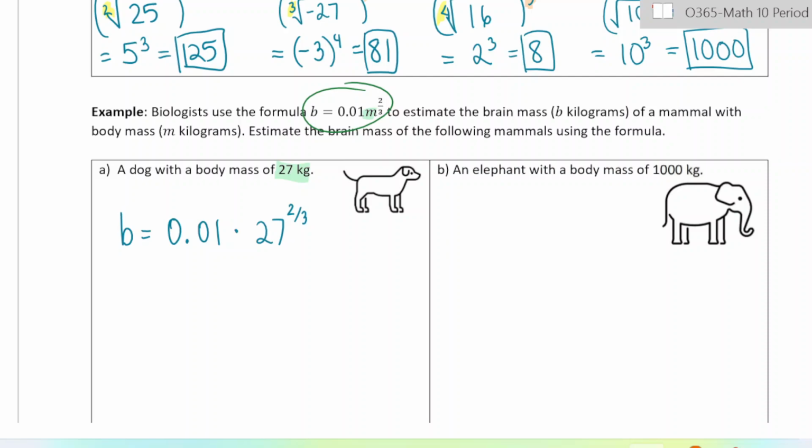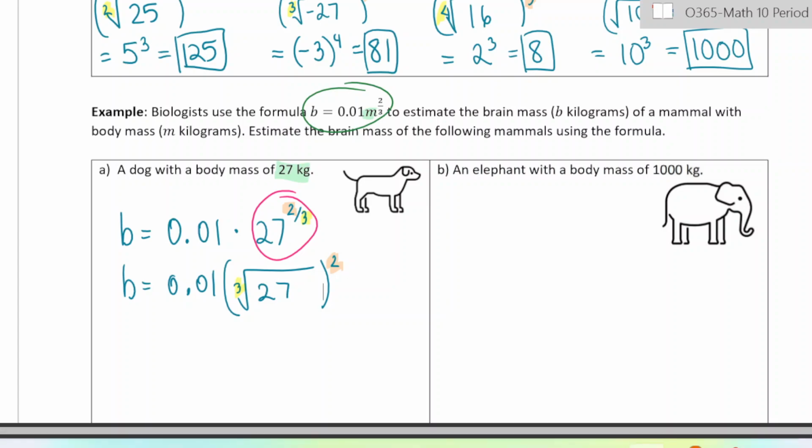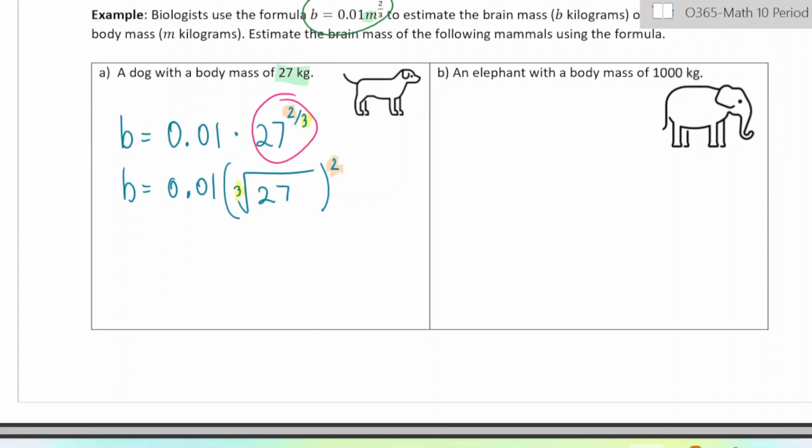Okay, we do have to follow BEDMAS here. So we're going to be evaluating the exponent first, and then we're going to be multiplying. So let's convert that exponent to a root. Remember, roots at the bottom, powers up top. So this is the same as 0.01 times the cube root of 27 all to the power of 2. Again, we're going to be evaluating that exponent first and then multiplying by 0.01. The most common mistake students make with these is they try and multiply first, but we do always need to follow BEDMAS in math, the order of operations.